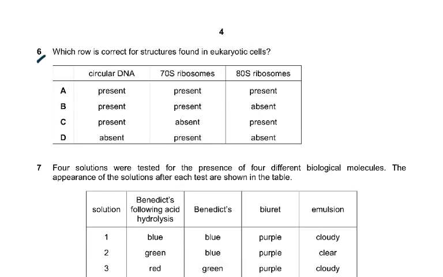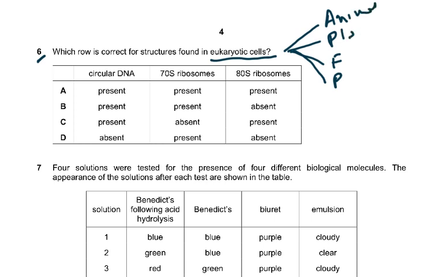Then question 6, which row is correct for structures found in eukaryotic cells? Now eukaryotic cells are animal cells, plant cells, and fungal cells, and of course protozoa as well, and protoctista as well. So animal, plant, fungus, and protoctista. If you are in A2, you would understand this.